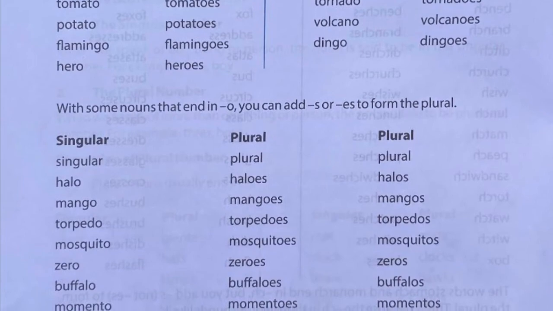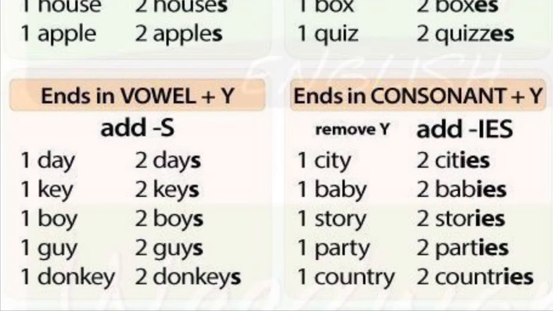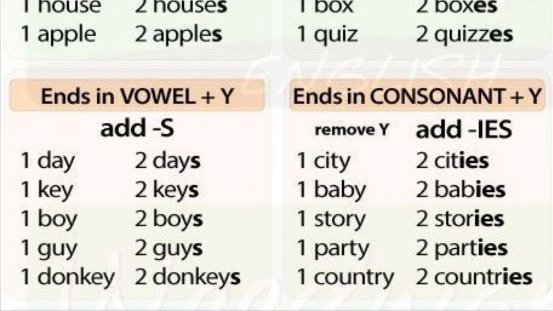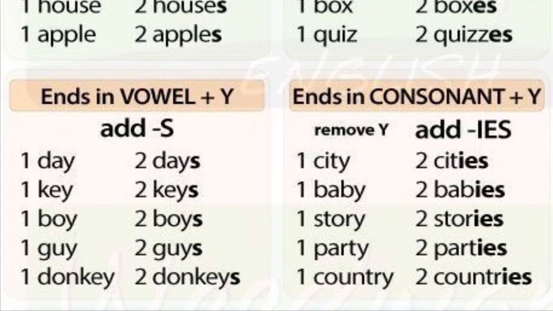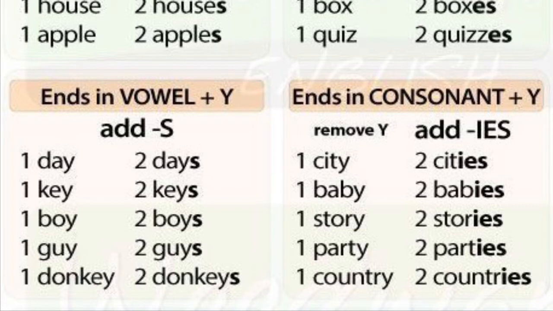Next, if we talk about the rule for the words which are ending with y, here are two rules. In some of the words we are going to add only s, and in some of the words we are going to cut y and write ies to form the plural. So we are going to understand why it is so.